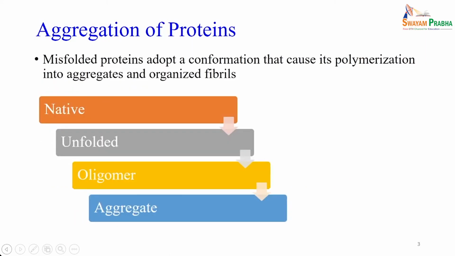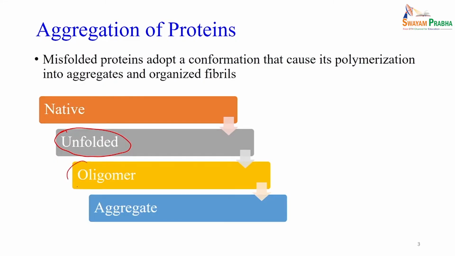As I said, aggregation means a protein molecule is there in the native conformation. From the native conformation it unfolds or misfolds, and after unfolding or misfolding it can polymerize. Now the unfolded molecule works like a monomer unit. It will form the oligomer. Oligomer we also call a nucleus. Then after the oligomer, it goes to the aggregate, which we also call fibrils.